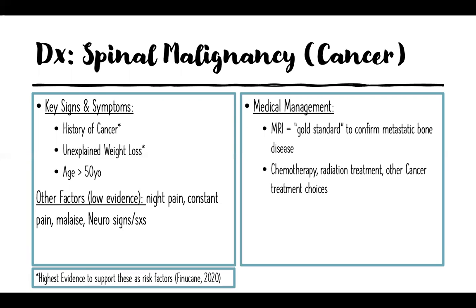Medical management: MRI is going to be the gold standard to screen for metastatic disease, and then cancer treatments could include surgery, chemotherapy, radiation treatment, depending on the type of cancer, the sites, if it is in the spine, how easy it is to operate on, things like that.